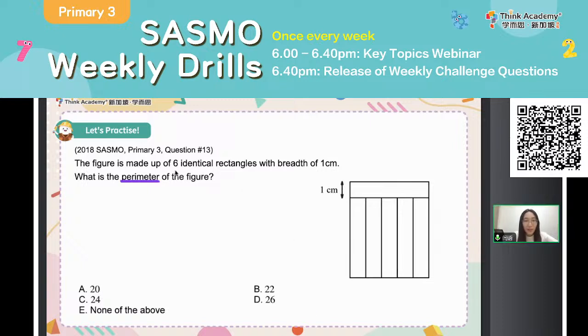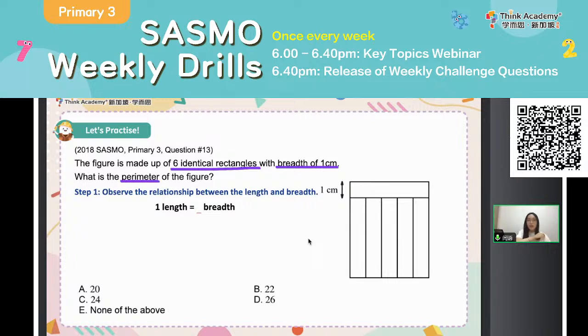We know the figure is made up of 6 identical rectangles with a breadth of 1 centimeter. Okay, this is also the last question of today's session. So step 1, try to observe the relationship between the length and the breadth. Okay, please tell me how many breadth will be equal to 1 length? How many? Good job, 5. You just count, right?